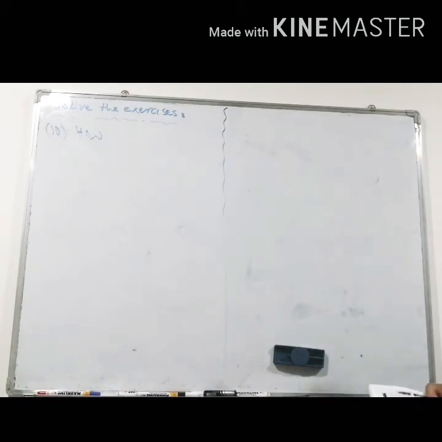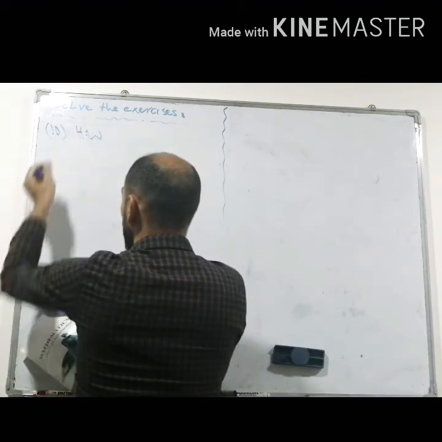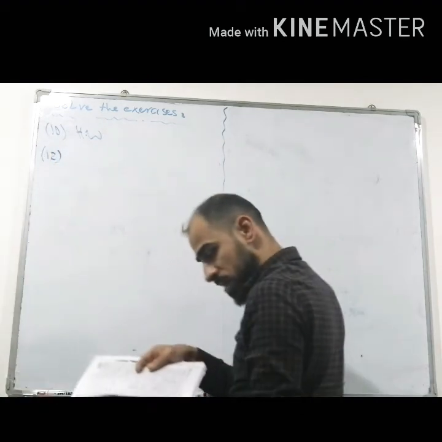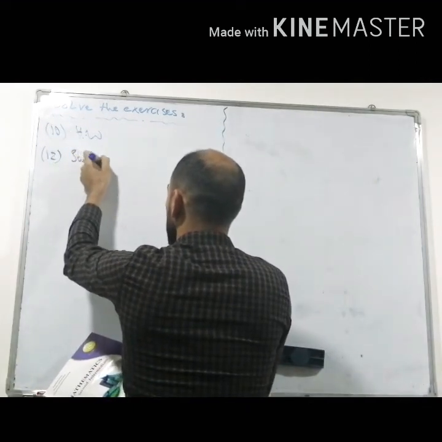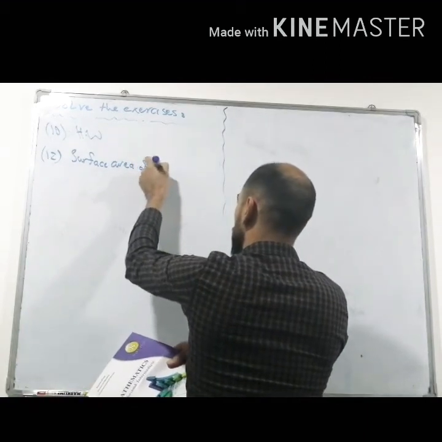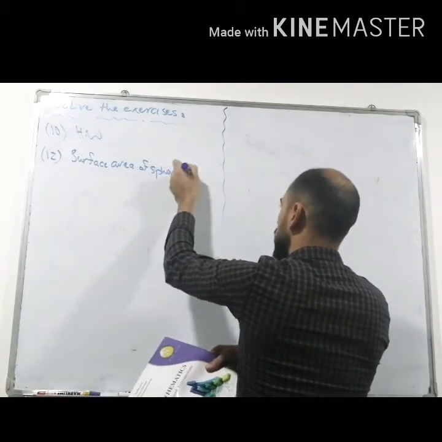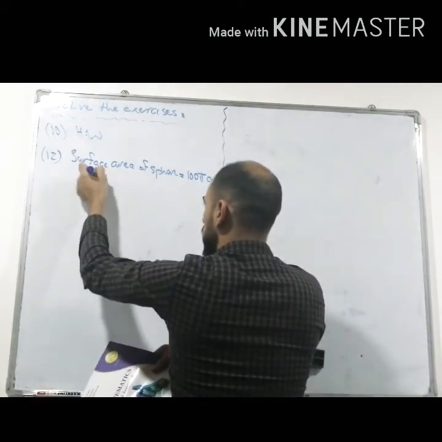Question number 12: find the radius of a sphere which has surface area equal to 100 pi centimeter to the power 2, then find its radius, or sorry, its volume. Question number 12, he said that the surface area of a sphere equals 100 pi centimeter to the power 2. Find its volume.